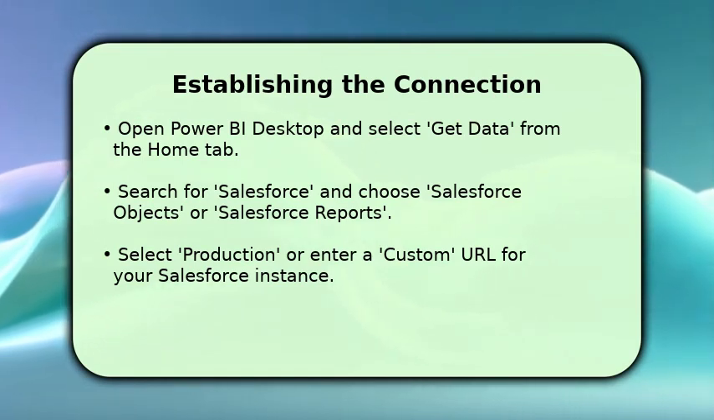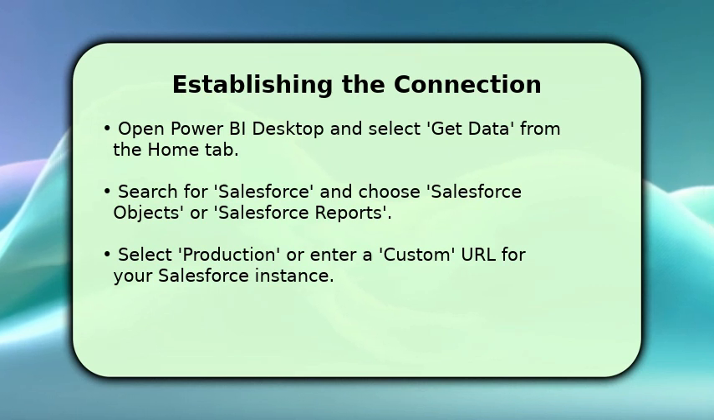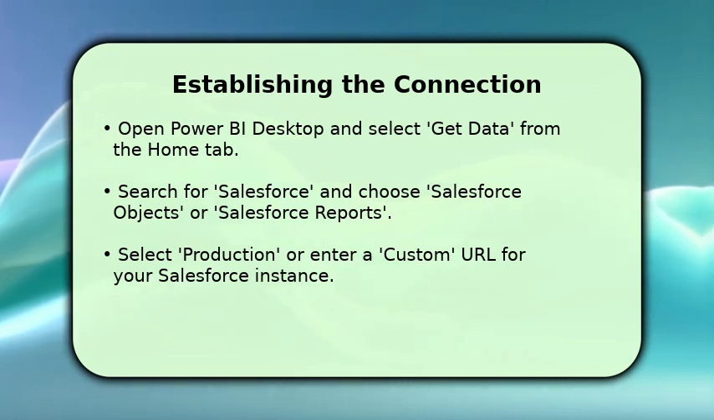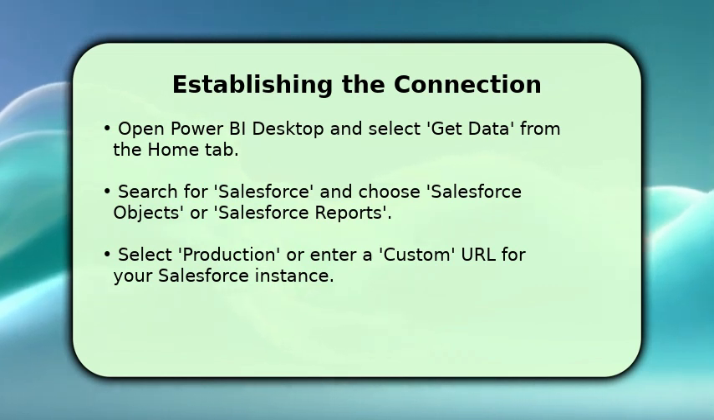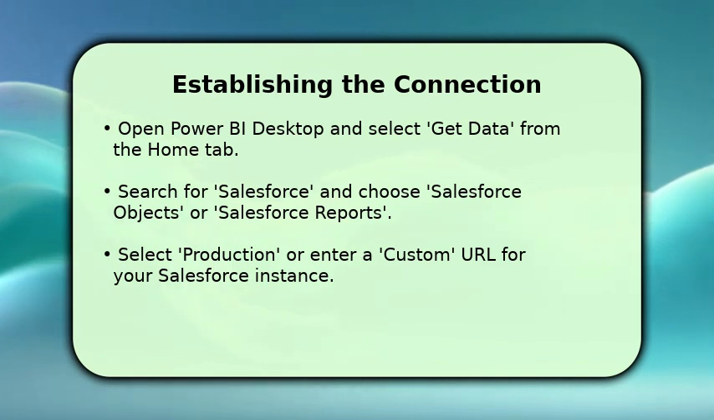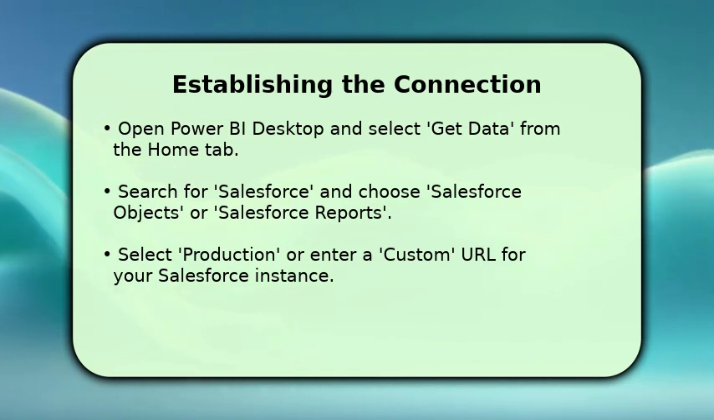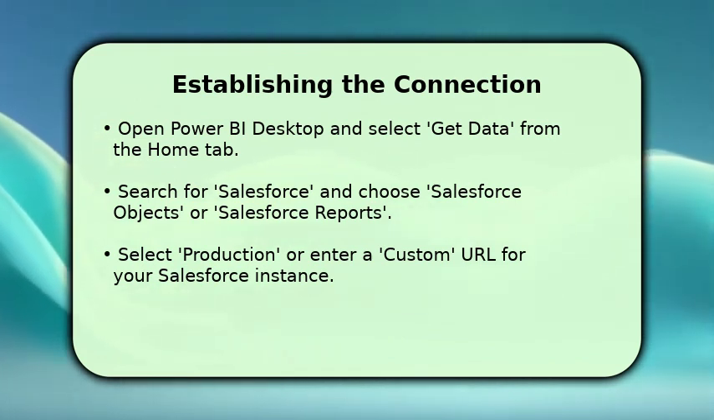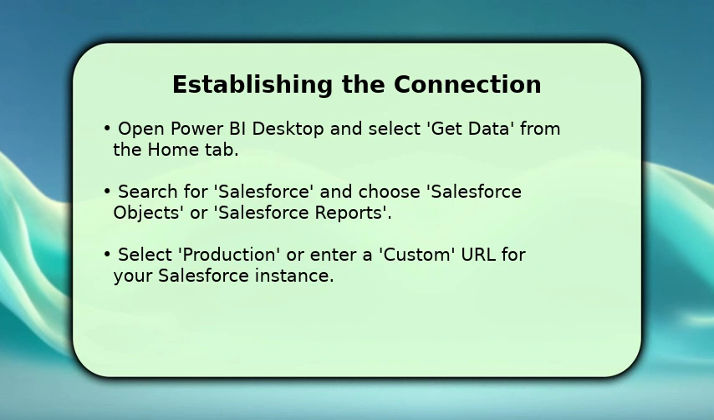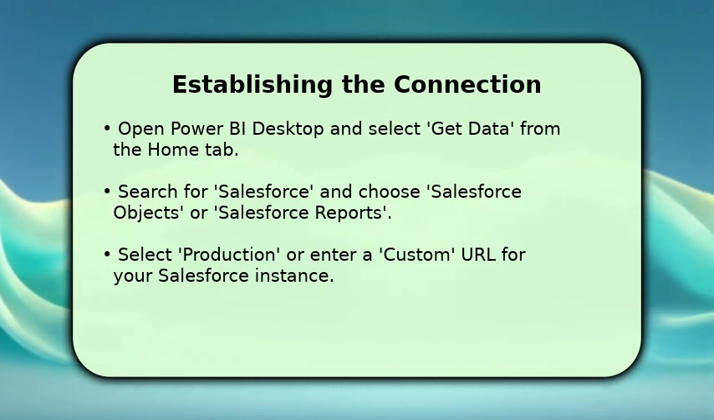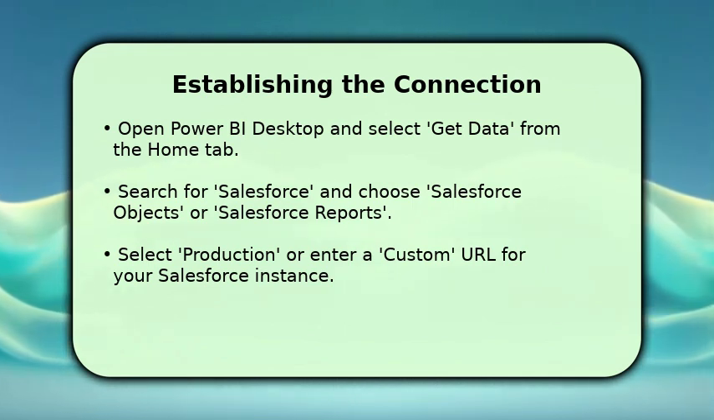Now let's establish the connection. In Power BI Desktop, navigate to the Home tab and click Get Data. Search for Salesforce and select either Salesforce Objects for raw data or Salesforce Reports for predefined reports. Choose your Salesforce environment, typically production, then sign in using your Salesforce username and password. After successful authentication, you will grant Power BI permission to access your data. Finally, select the specific objects or reports you wish to import and load them.